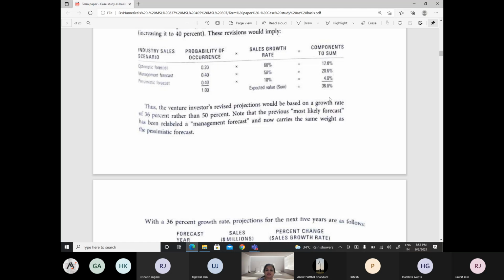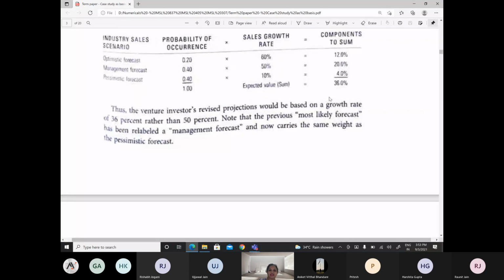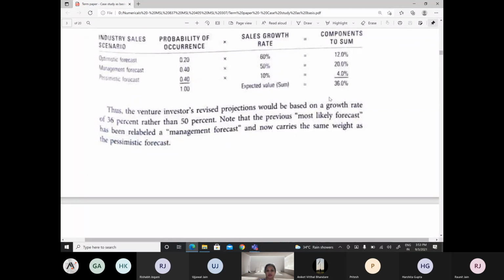Thus, the venture investors' revised projections would be based on a growth rate of 36% rather than 50%. Note that the previous most likely forecast has been relabeled a management forecast. Now they calculate it and say that it's a management forecast, and it now carries the same weight as a pessimistic forecast.